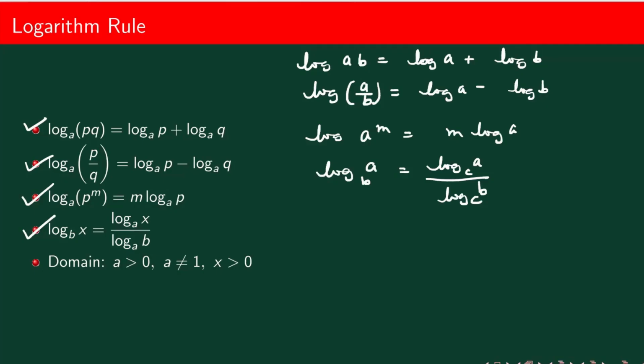So that is log of A to the base B is log of A to the base C divided by log of B to the base C. The fundamental property is when you have log of A to the base B as C, it can be written as B to the power C as A. So this is the logarithmic form. This is the exponential form.